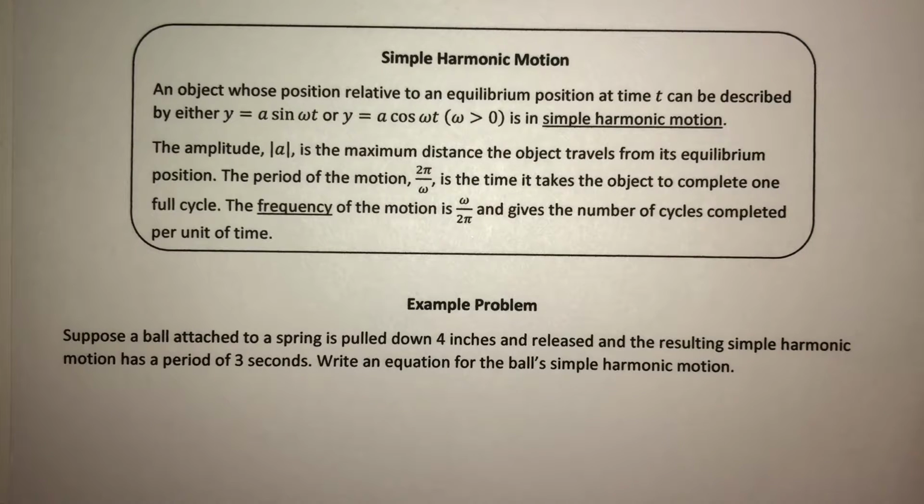This is part 8 of section 4.4. Simple harmonic motion. An object whose position relative to an equilibrium point at time t can be described by either y equals a times sine of omega t or y equals a cosine of omega t, where omega is a positive number. It's called simple harmonic motion.